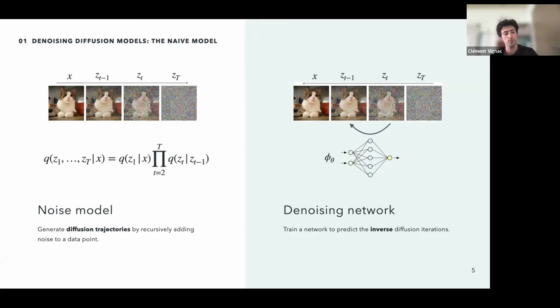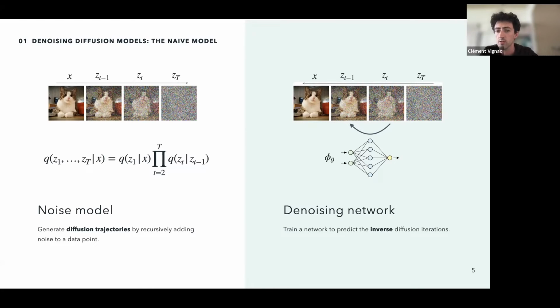So as you probably know, if you want to build a denoising diffusion model, you have two components. You have the noise model. So you start from a clean input, X, and you add noise to it progressively. This is your noise model. It's modeled as a Markov process, so it factorizes with this equation. And it generates a diffusion trajectory that goes from a clean input to almost pure noise.